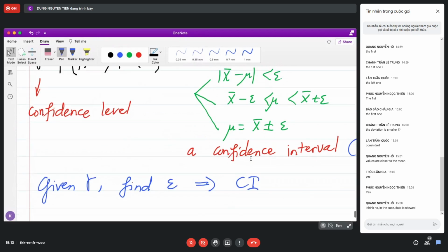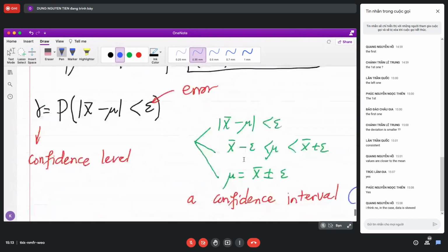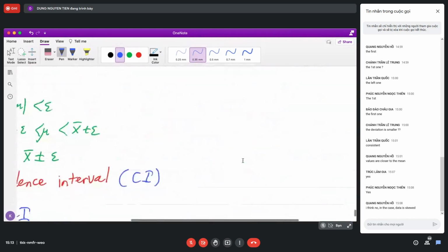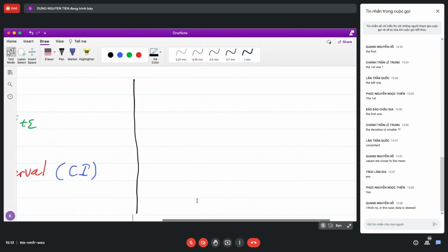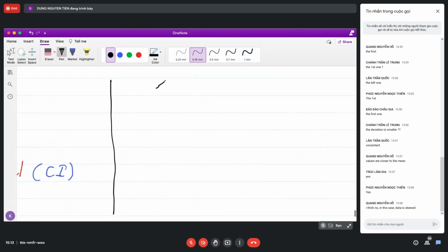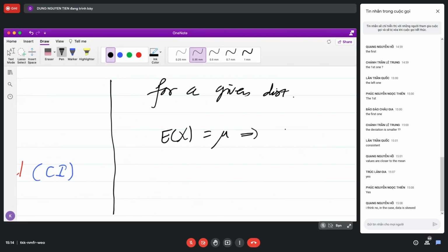This is what we can do for the mean value and the average value. You can do the same thing for the other parameters. For example, if you are given a distribution, you can have the mean of x, let's say that is mu. Then you can find a confidence interval for that mean value.